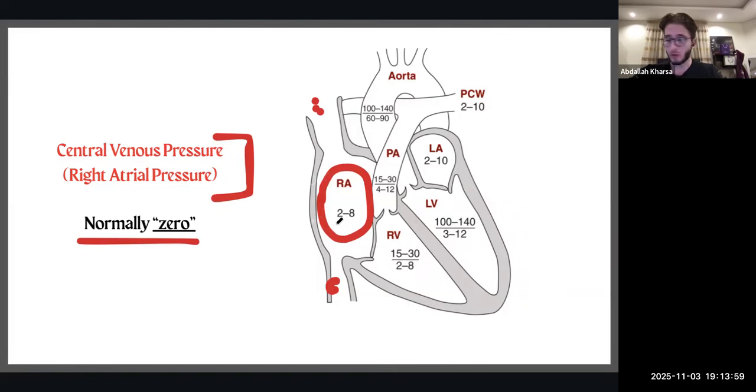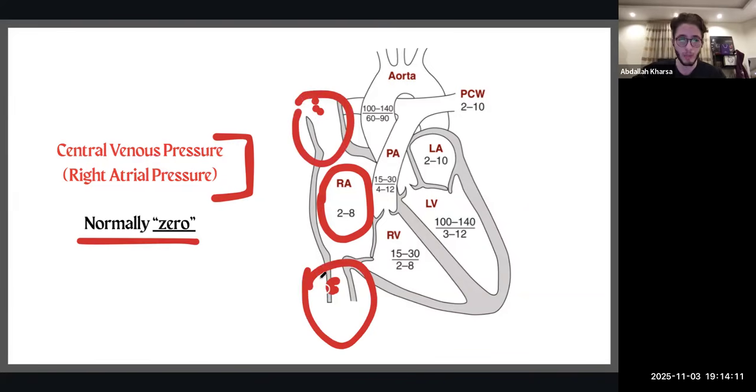The right atrial pressure can be 2 to 8. Okay, perfect. I'll repeat it. The pressure inside the right atrium is 2 to 8. The pressure in the central veins is 0. These are the central veins, referring to the superior vena cava and the inferior vena cava.